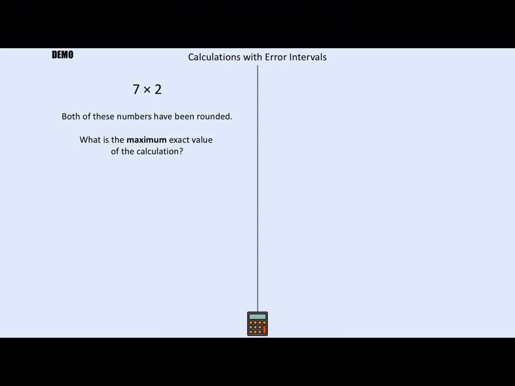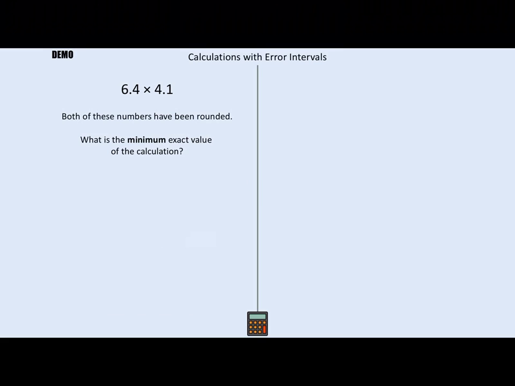Now, same approach here. We want the maximum value, so I pick the 2 maximum values of the error interval. So I do 7.5 times 2.5, and you can use your calculators in these kinds of questions. You multiply those 2 together, and you get that. So that's the most it can ever be.